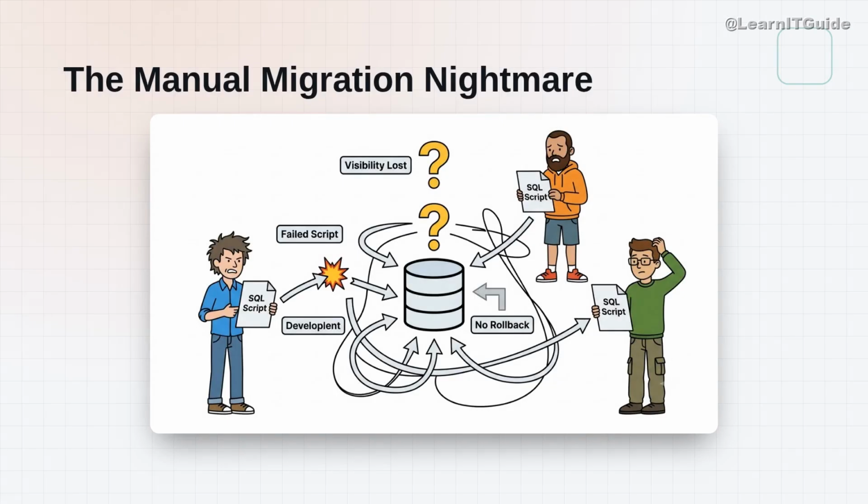So why is the traditional way of doing this so dangerous? Imagine you have 5 developers working on the same app. They all write SQL scripts to add columns or tables. Who runs them first? What happens if the second script fails halfway through? You have no audit trail and no easy way to roll back to a known good state. This is exactly what happens when you rely on manual execution.